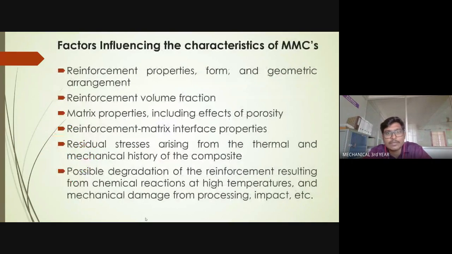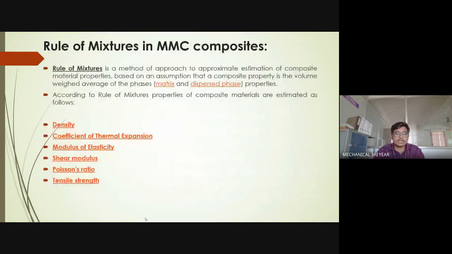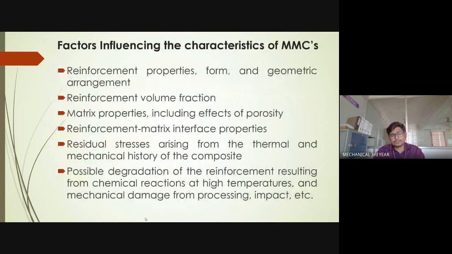So let us see the factors influencing the characteristics of MMC. There are some typical factors that are influencing the characteristics. Let us discuss them one by one. Reinforcement properties, form, and geometric arrangement. Reinforcement properties means that whatever you are choosing as reinforcement, its properties have to be completely studied. These are the properties that we discussed: your density, coefficient of thermal expansion. These things have to be estimated well in advance before taking them into account for your manufacturing method.